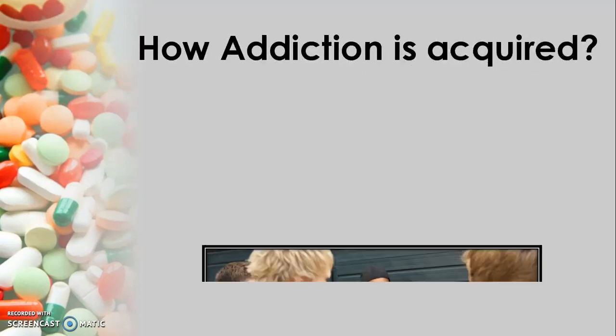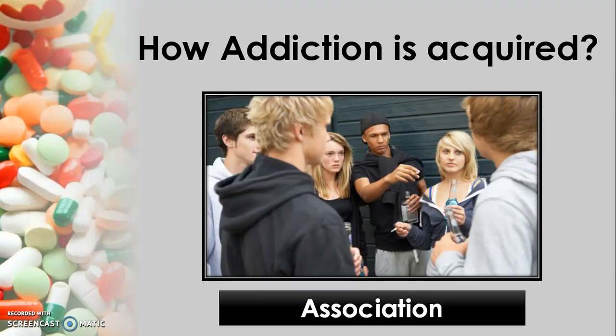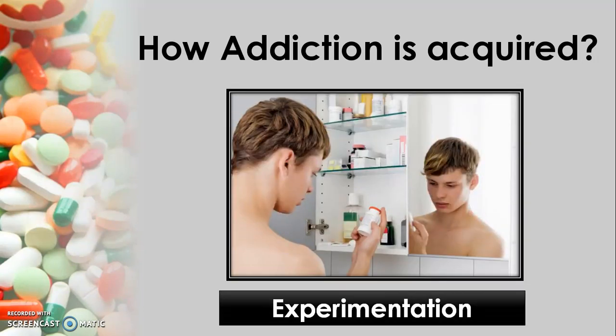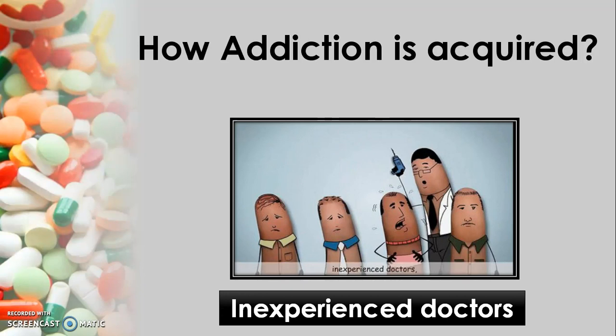How addiction is acquired. First, through association. This is the tendency of a drug abuser to look for peer groups where he feels wanted and accepted. Next is through experimentation. This is the tendency of a person to try and explore the effects of drugs due to curiosity or other reasons. And through inexperienced doctors. This is the tendency of doctors and physicians to unnecessarily prescribe drugs.